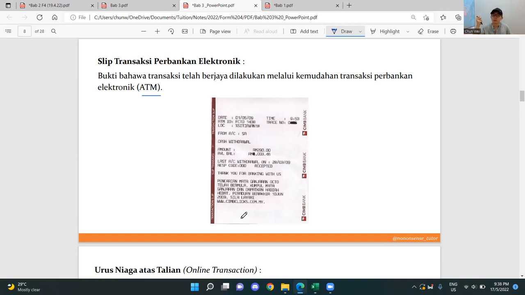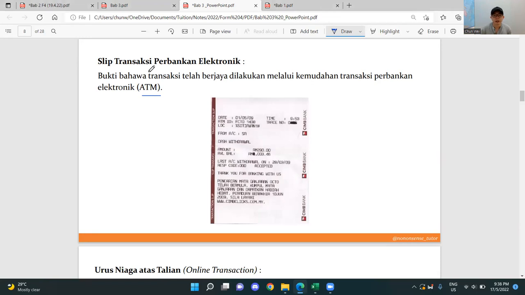Normally, when we go anywhere, when they give us a paper after we pay, then we call it a receipt. You go to the parking lot, they give you a receipt. You go to the ATM machine, then we call it a receipt. But actually, there are different names for different functions, right? So for this one, actually, we call it a slip transaksi perbankan elektronik. All right, let me repeat again. This is called a slip transaksi perbankan elektronik.